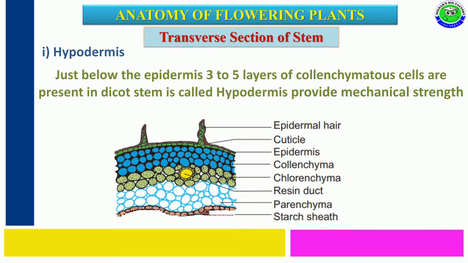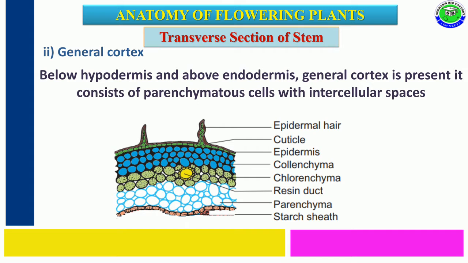The hypodermis. In the transverse section of a young dicotyledon stem, just below the epidermis, 3 to 5 layers of collenchymatous cells are present, and this zone is called the hypodermis. The main function of the hypodermis is to provide mechanical strength. The second part is the general cortex. The general cortex is present in between the hypodermis and endodermis and consists of a number of parenchymatous cells with intercellular spaces.